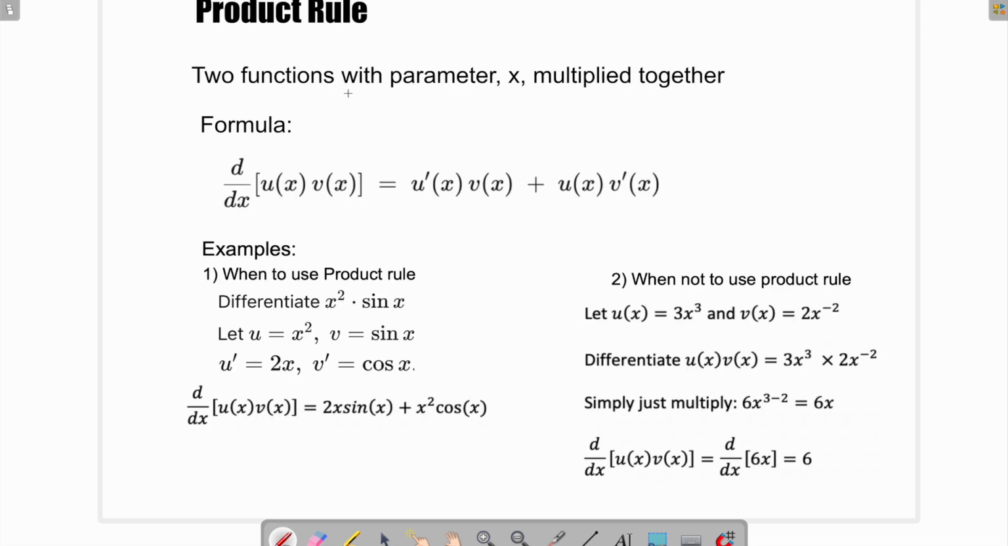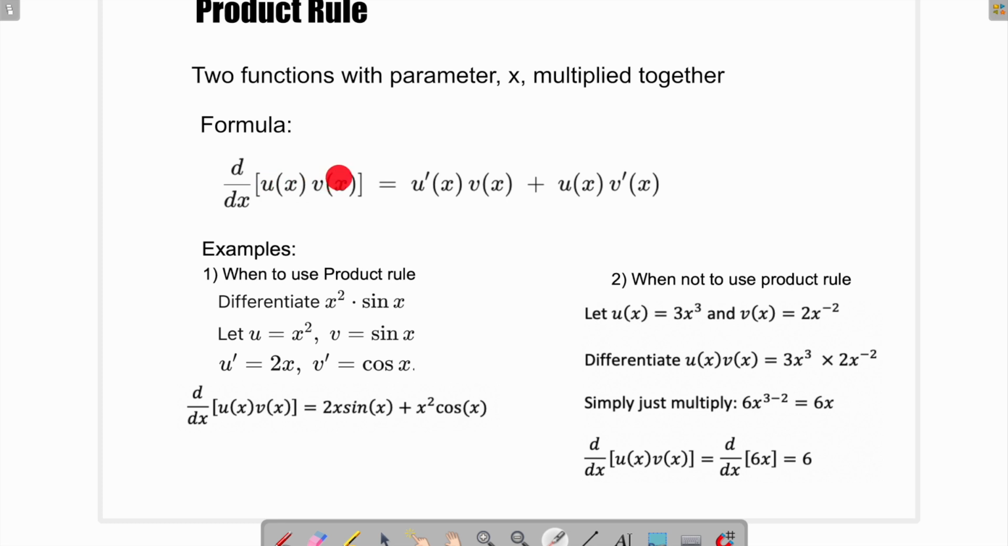So the product rule can be described in this formula here: d over dx of u of x times v of x is equal to this here. So let's break this down. d over dx means we are differentiating with respect to the parameter x. So whatever's on the bottom is what we're differentiating with respect to.